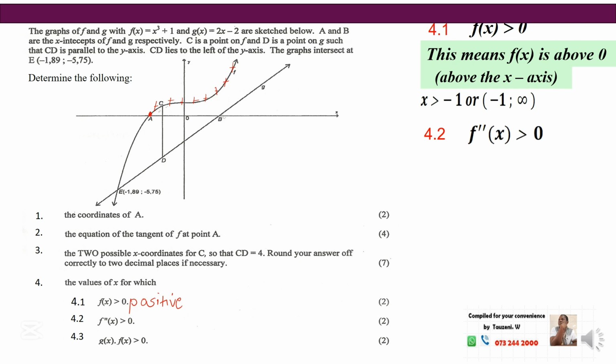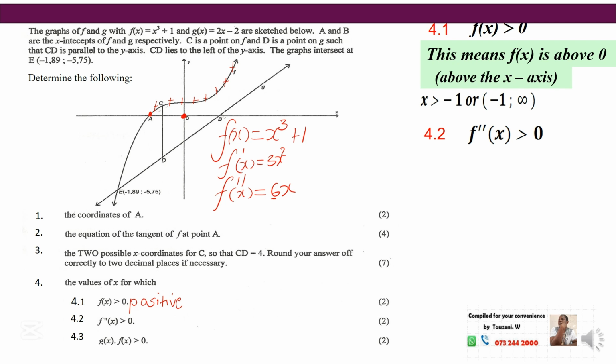Number 4.2, we need to remember that if you differentiate a cubic function, you get a quadratic expression. So f of x is equal to x cubed plus 1. Differentiated, this gives us 3x squared. Then differentiated again, this gives us 6x. Now the gradient is positive here. The line is passing through 0, 0. So from point 0, 0 to the right-hand side, we will be having a positive function.